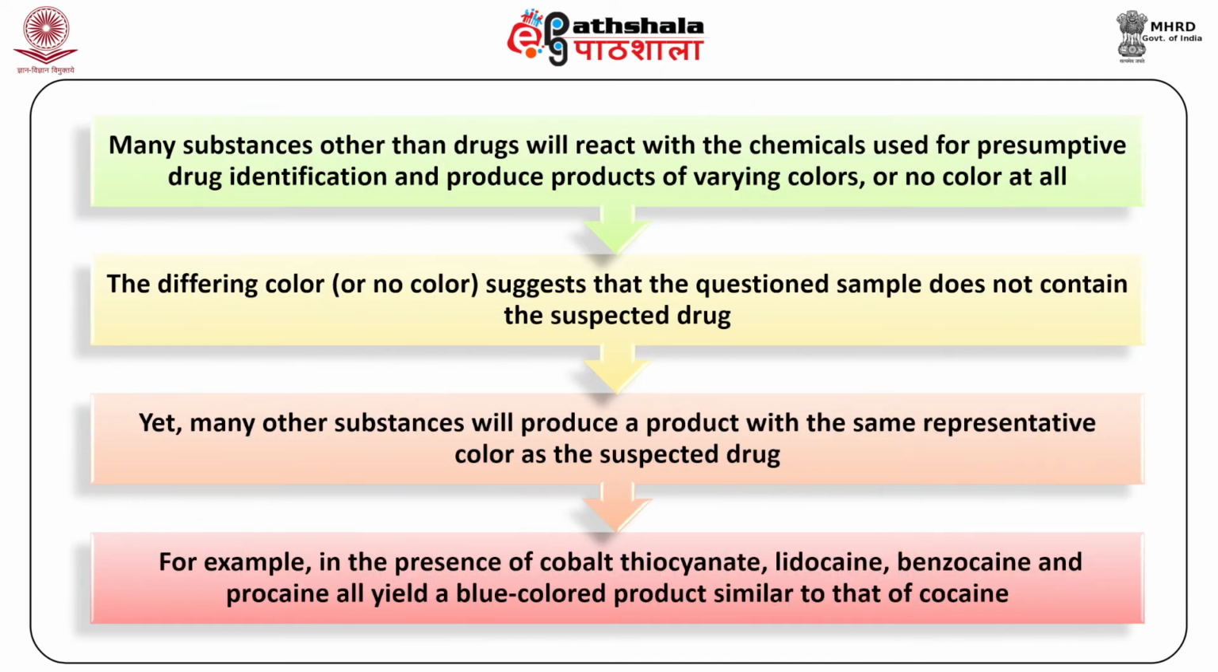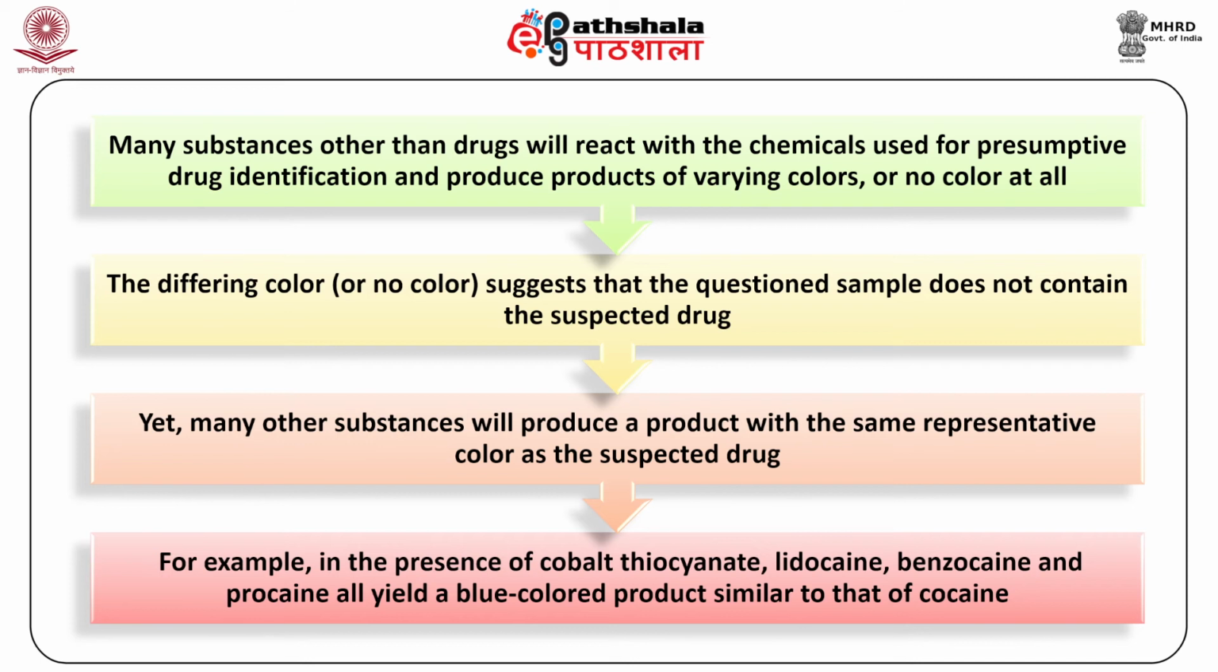Many substances other than drugs will react with the chemicals used for presumptive drug identification and produce products of varying colors or no color at all. The differing color or no color suggests that the questioned sample does not contain the suspected drug. Yet, many other substances will produce a product with the same representative color as the suspected drug.